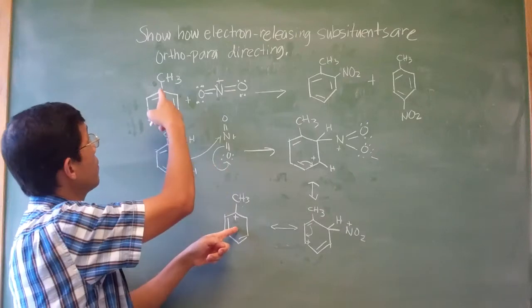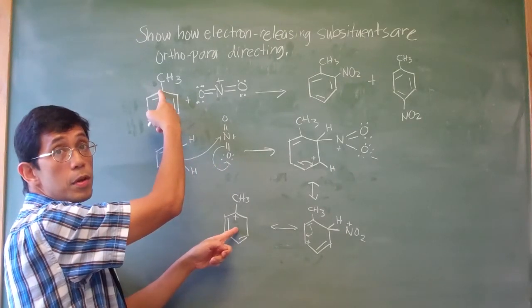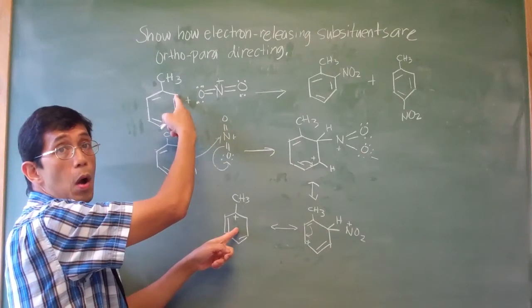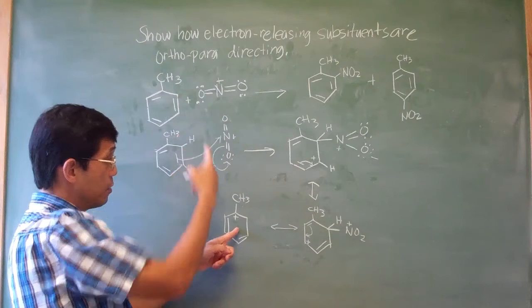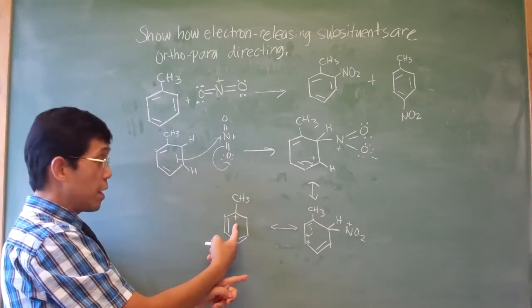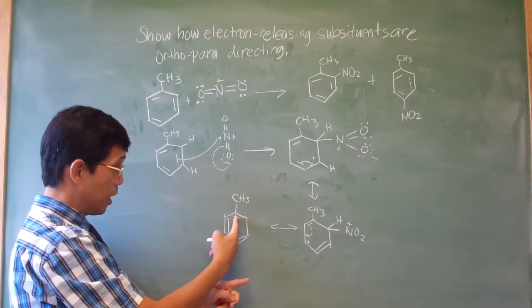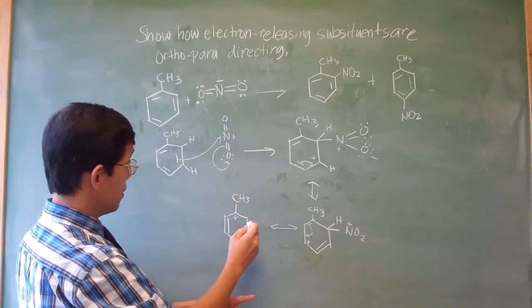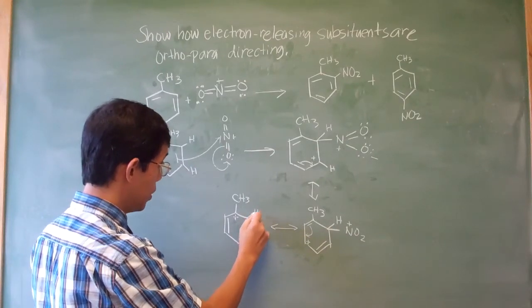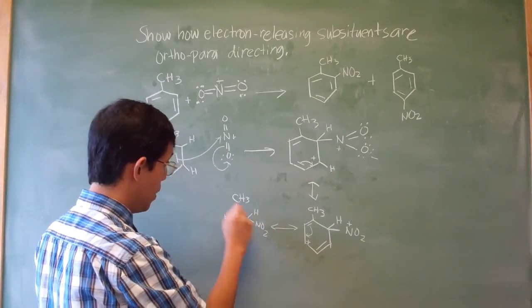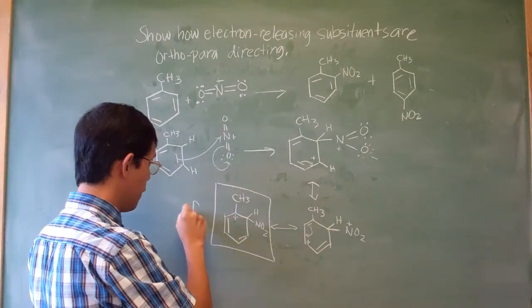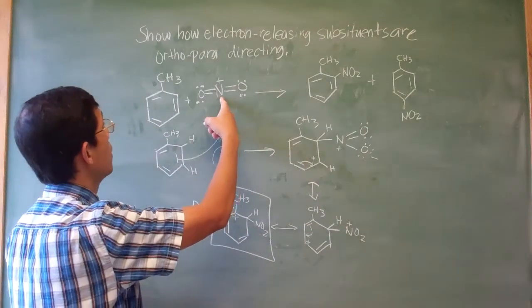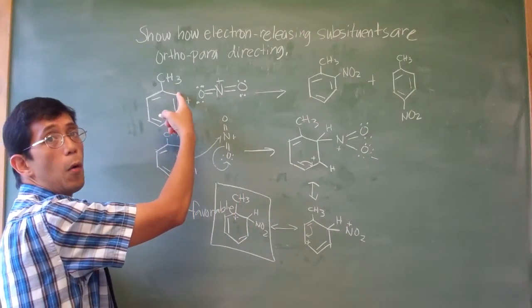That is why whenever you have an electron donating substituent, chances are an electrophile will add at the ortho position. Yes, because you produce a resonance form wherein the plus charge is at the carbon that bears the electron donating substituent. Okay? So H and NO2. This here is favorable. Therefore, addition is at the ortho position.